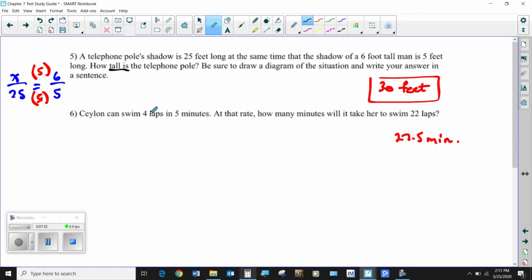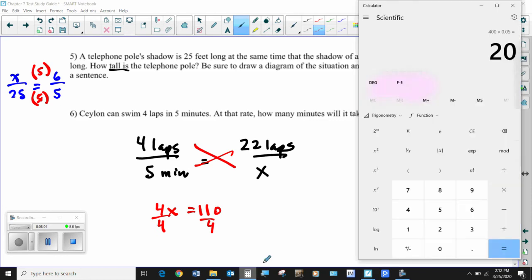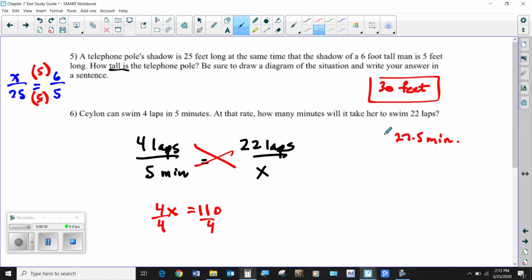Who's this person? They can swim 4 laps in 5 minutes. So 4 laps in 5 minutes. At that rate, how many minutes will it take to swim 22 laps? Okay, do you want to use giant 1? Or maybe let's just go ahead and cross multiply here. Cross multiply, you get 4 times x is equal to 110. And then when we divide each side by 4, what is 110 divided by 4? 27.5. So that is our answer in minutes, 27.5 minutes.